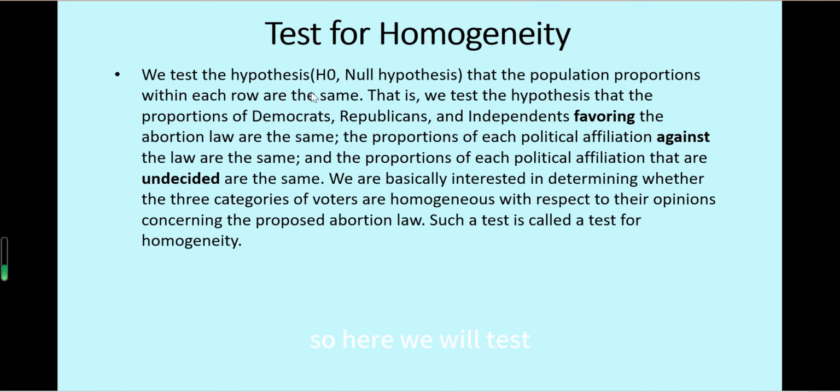So here we will test the null hypothesis H0, that the population proportions within each row are the same. That is, we test the hypothesis that the proportions of Democrats, Republicans, and Independents favoring the abortion law are the same, and the proportions of each political affiliation against the law are also the same, and the proportions of each political affiliation who are undecided are also the same. So this is called homogeneity.